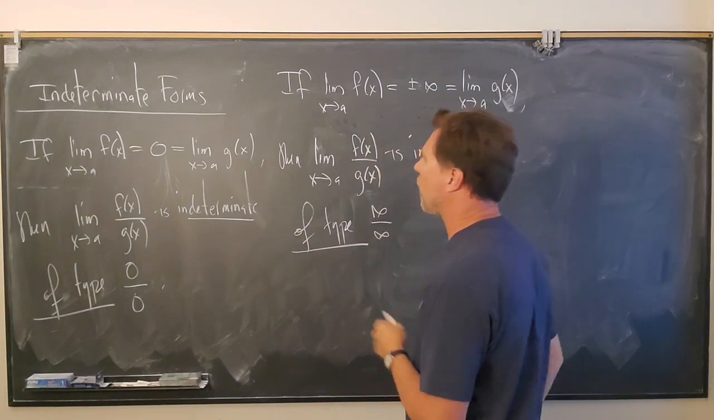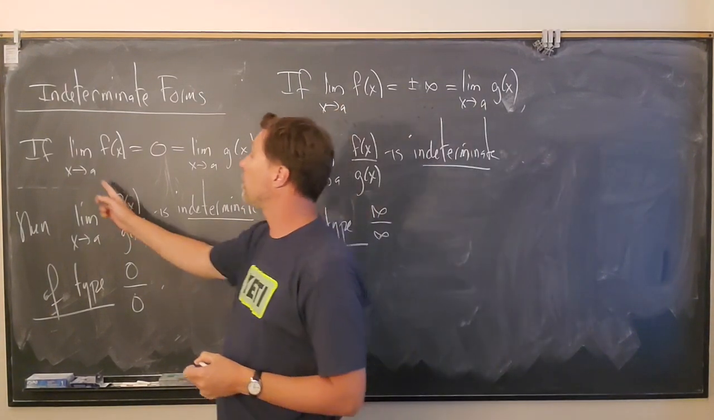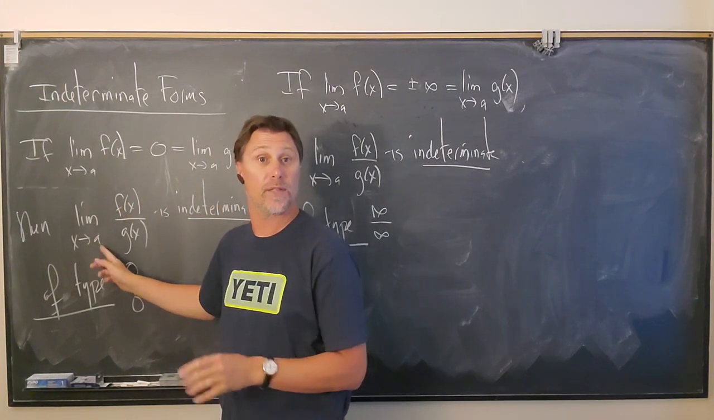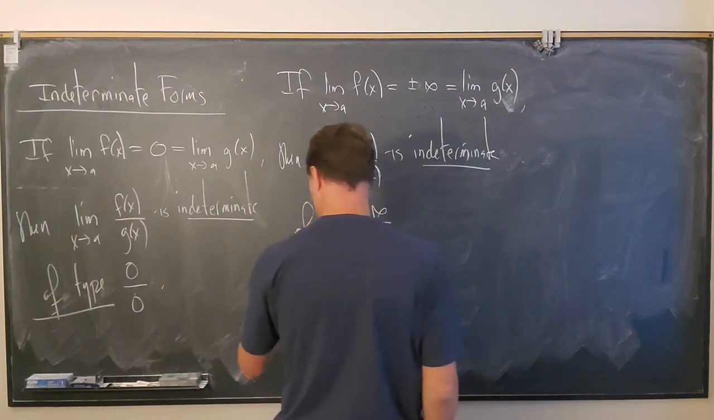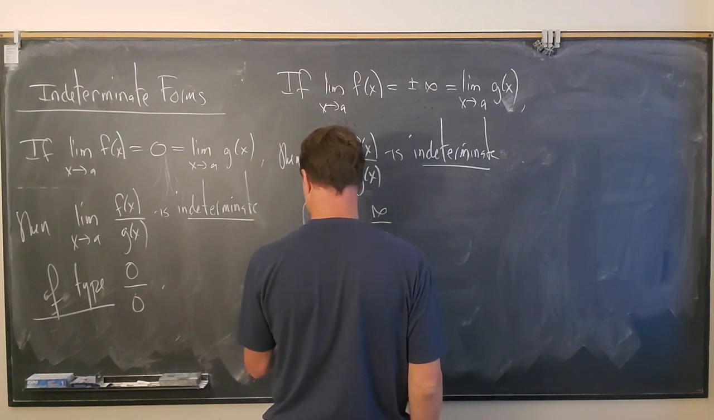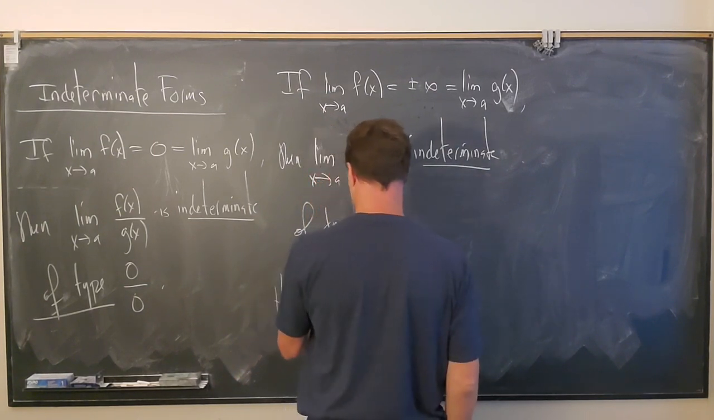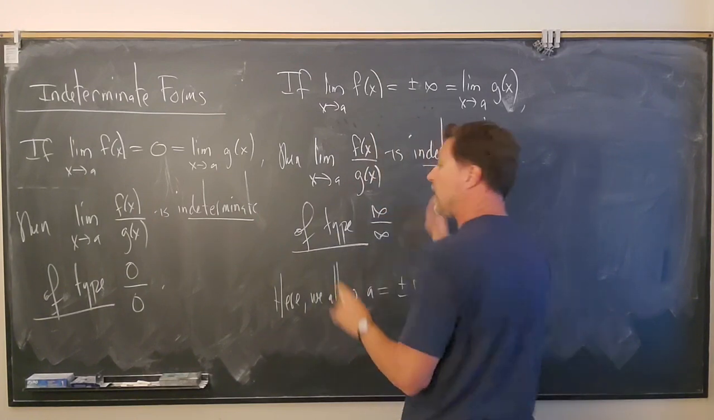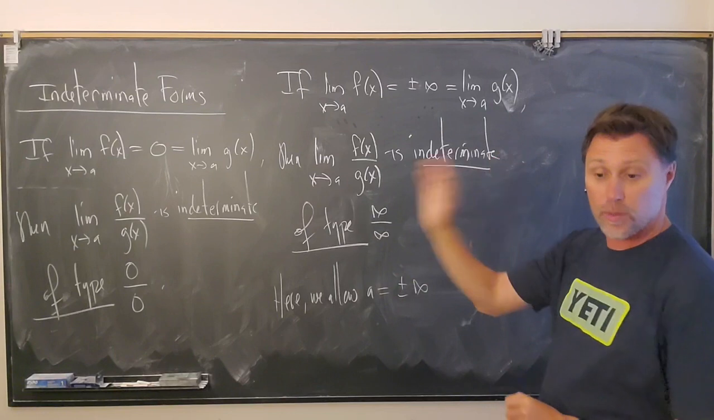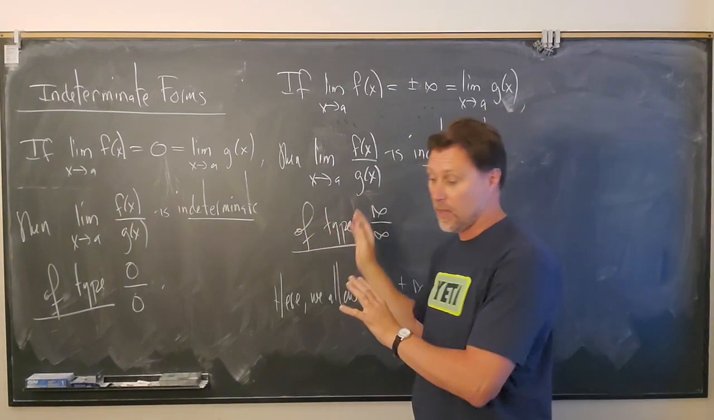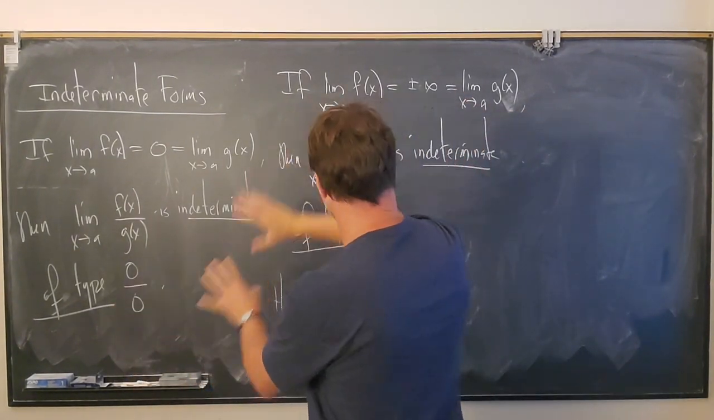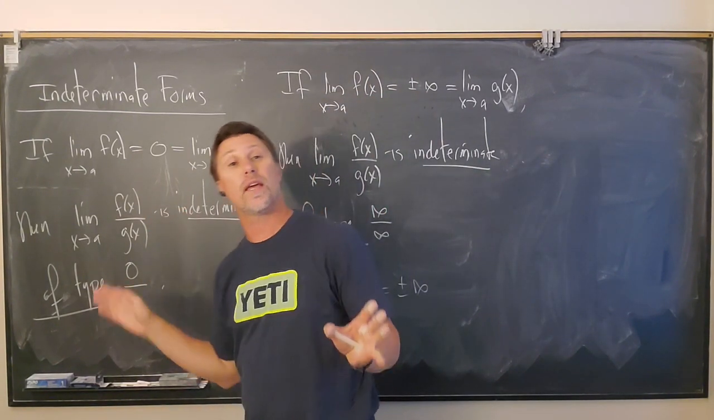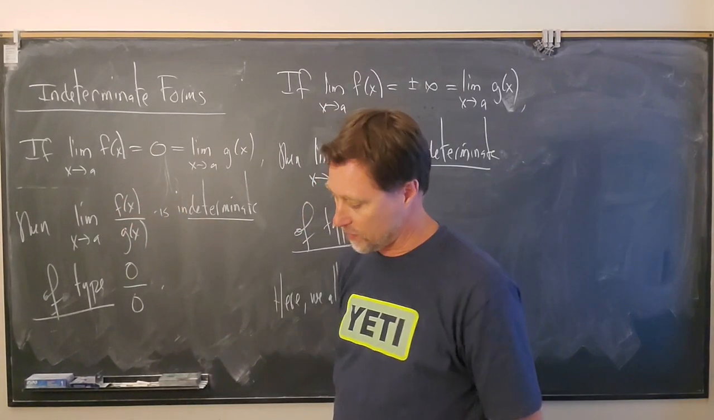And one thing to point out here, I'm writing a as if it's a number, but in this setting, we allow a to either be positive infinity or minus infinity. So just say here, we allow a to equal plus or minus infinity. So in the limits that we're computing here, a could be a number, a could be positive infinity, a could be negative infinity. In any of those cases, when we get a situation where we get 0 over 0 or infinity over infinity, we say that they're indeterminate forms of the given type.